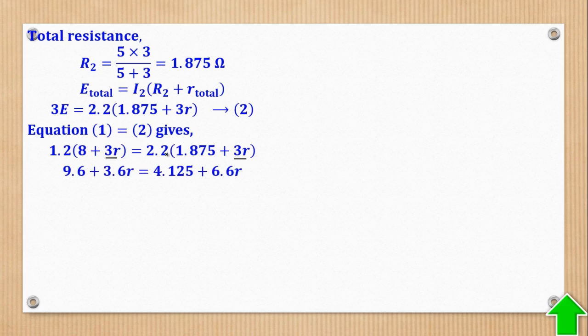So when I open brackets on both sides, I'll come up with that. To collect like terms, I'll take this one this side and this one this side. Then divide it throughout by 3 to give you this as the value of r, small r. So that will be the internal resistance they wanted.